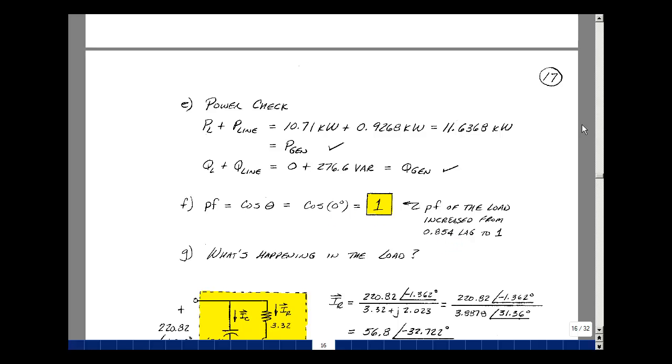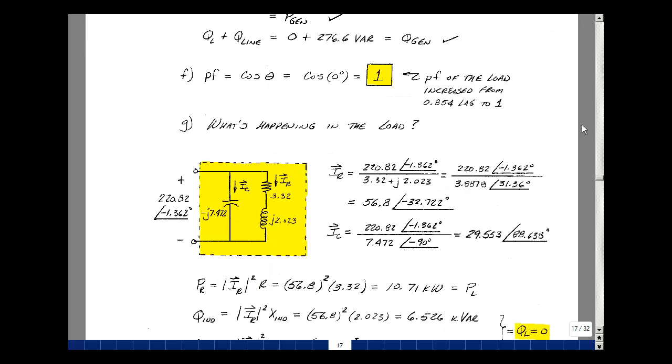Okay, so what's going on in the load? Let's take a look at this. So you have a voltage across the load at a magnitude and angle, and this is the impedance of the capacitor and impedance of the inductance, and then of course the resistance. The current that's flowing in here is going to be this voltage divided by the total impedance. We'll convert this into polar form, a little bit bigger than 3.32. It's going to be in the first quadrant, angle less than 45 degrees. Now that's equal to 56.8 amps at an angle of minus 32.722.